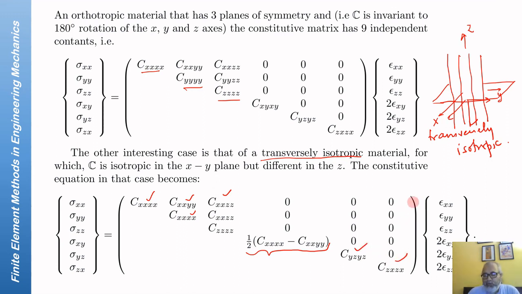So you have come down from 21 to 5, and if you have isotropy all around in the xy plane as well, so any rotation of the axis, the stiffness matrix does not change. The rotated stiffness matrix is the same as what you started with. In that case, the material is isotropic, and for the isotropic case, you just need two constants, which are the Lamé constants that we have seen.